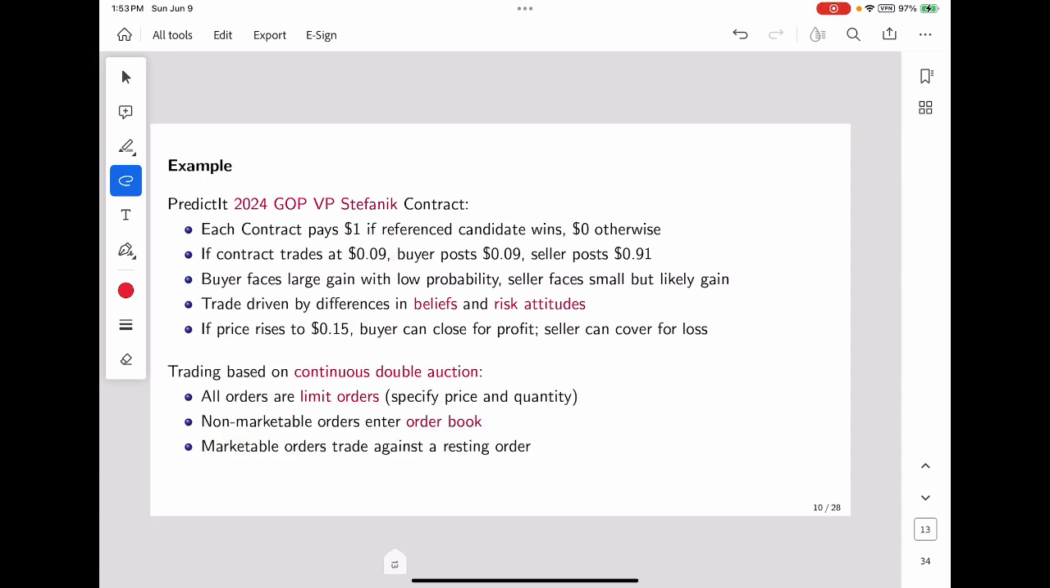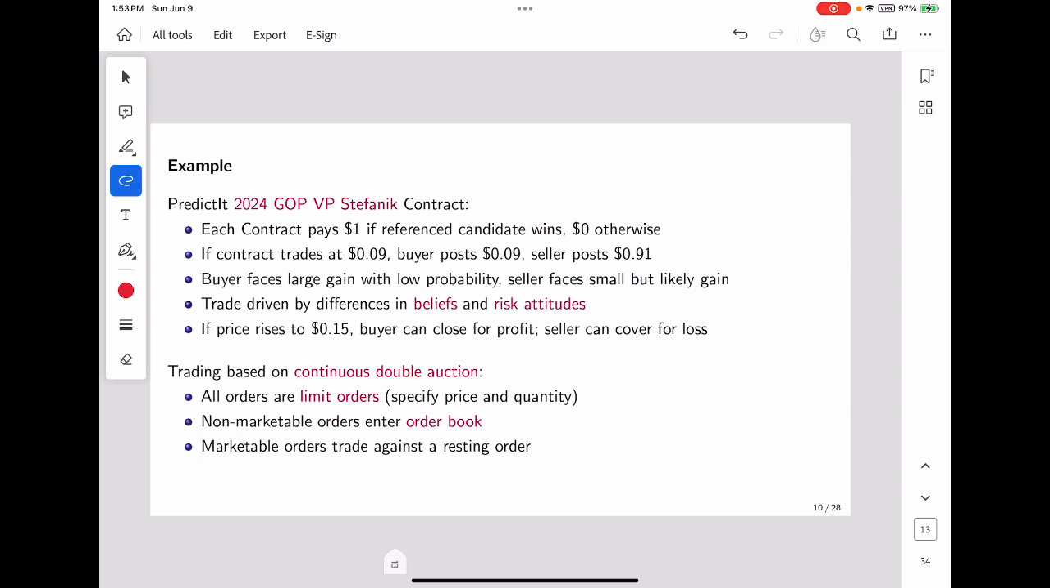This trading process is referred to as a continuous double auction. Orders just keep coming into the market. They trade if they find a compatible order. And if they don't, then they just sit there in the order book until they're canceled or until they find a compatible order to trade with. And these orders that specify both price and quantity are called limit orders.